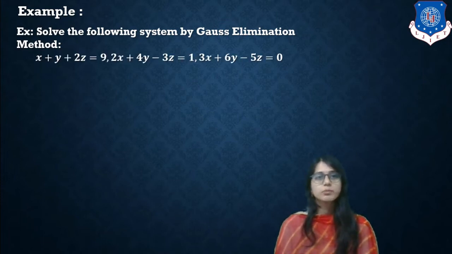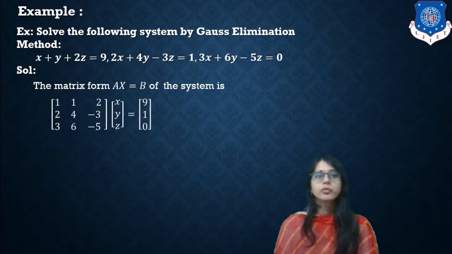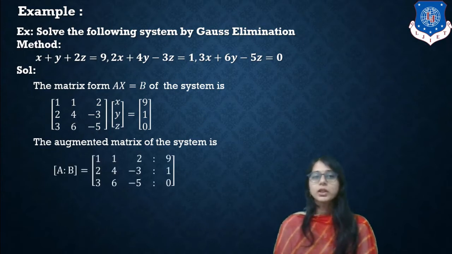The system is x + y + 2z = 9, 2x + 4y - 3z = 1, 3x + 6y - 5z = 0. We convert it into matrix form AX = B. The coefficient of x is 1, y is 1, z is 2 and b is 9. So the rows are 1, 1, 2, 9; 2, 4, -3, 1; 3, 6, -5, 0. This is our matrix. Now convert into [A|B] form: 1, 1, 2, 9; 2, 4, -3, 1; 3, 6, -5, 0.